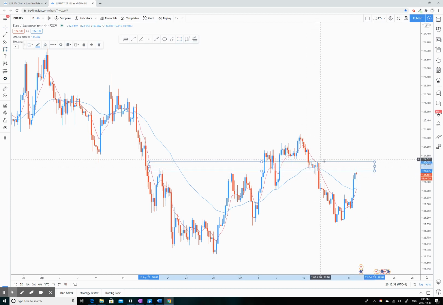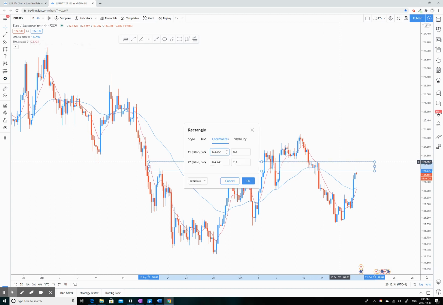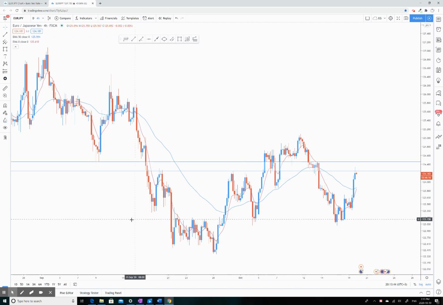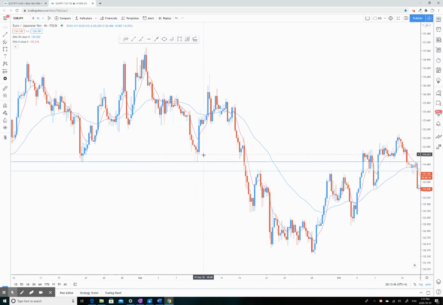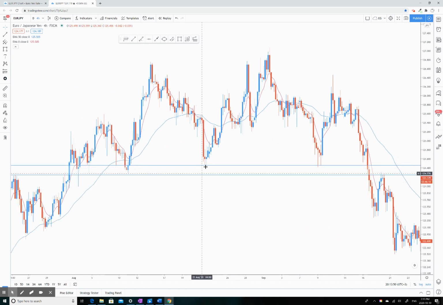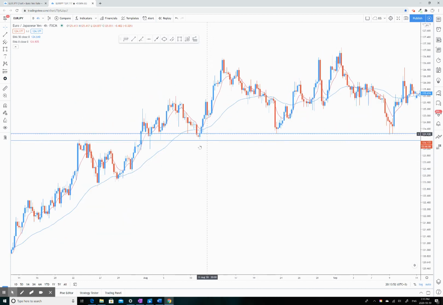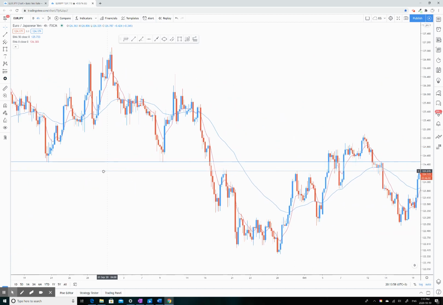It's not a true engulfing, but it's kind of good enough for what I want to do. And then I'm going to extend this level outward, and we can go back and see if price has respected it in the past. And I can see here we've had really strong rejection. I can see here we had strong rejection. I can see here we had strong rejection. And here again, this is a very significant level. Price is really, really well respecting it.